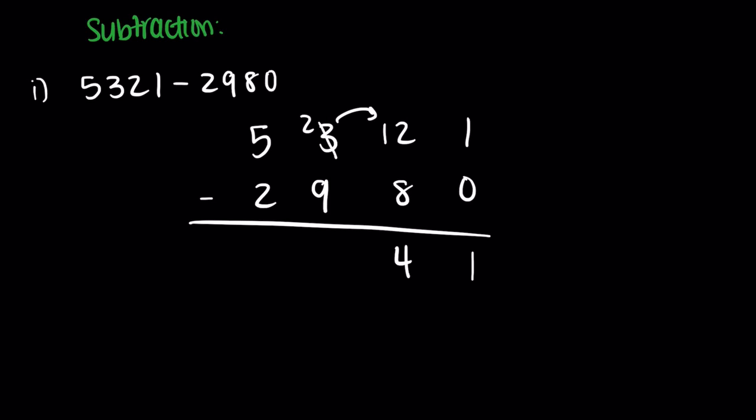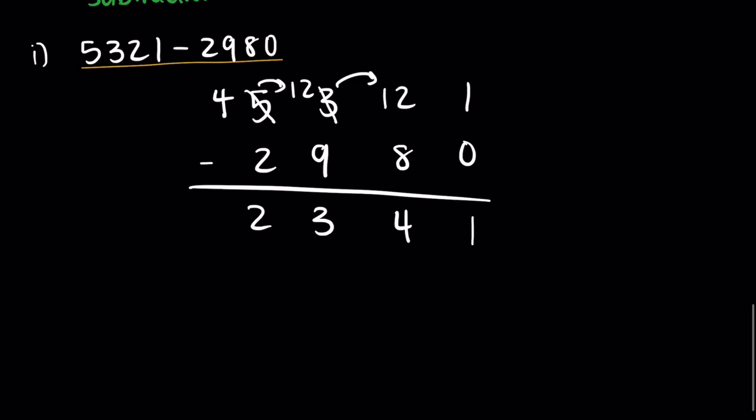Next is 2 minus 9, and this again can't be done, so we borrow 1 from the thousands place, which leaves us with 4. And we bring over 10, which means the new number is 12. And 12 minus 9 is 3. And 4 minus 2 is 2. The answer is 2,341 base 10.